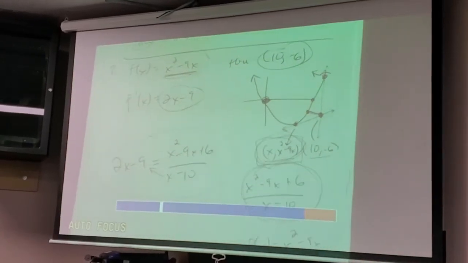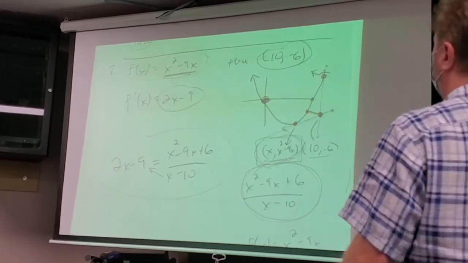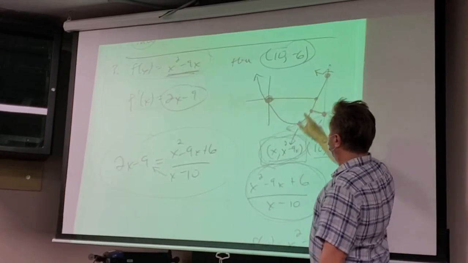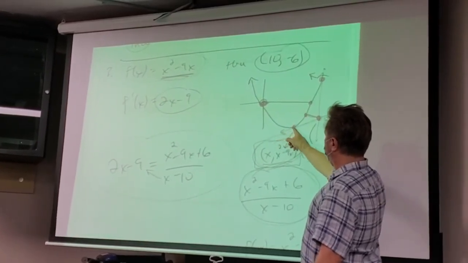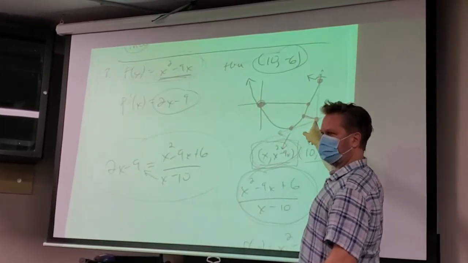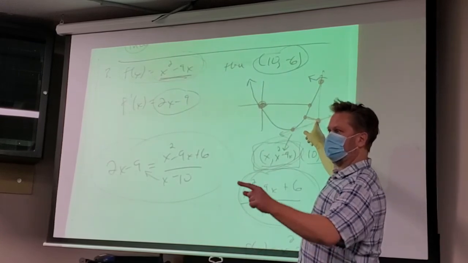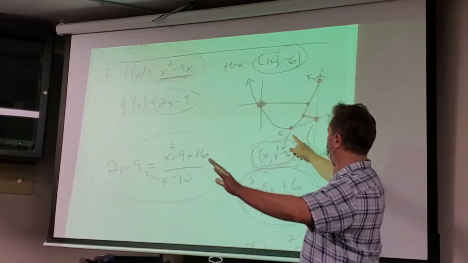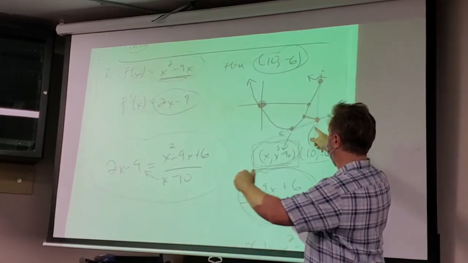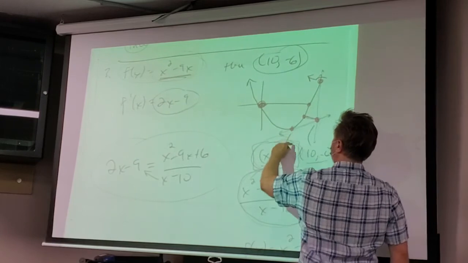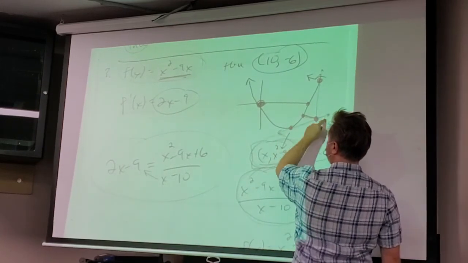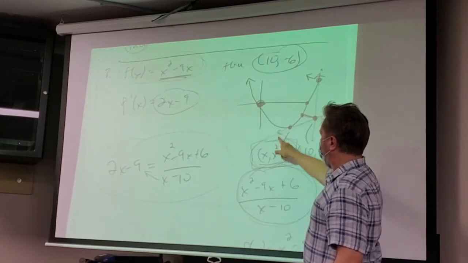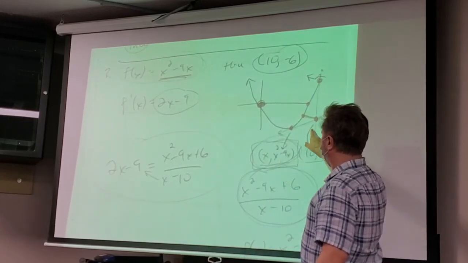So this problem, I want to know what point on this parabola will have a tangent line that goes through this point. That's what I want to know. This one won't. This one won't. This one does. So there's every single point on this parabola, and there's the point that I want it to go through.